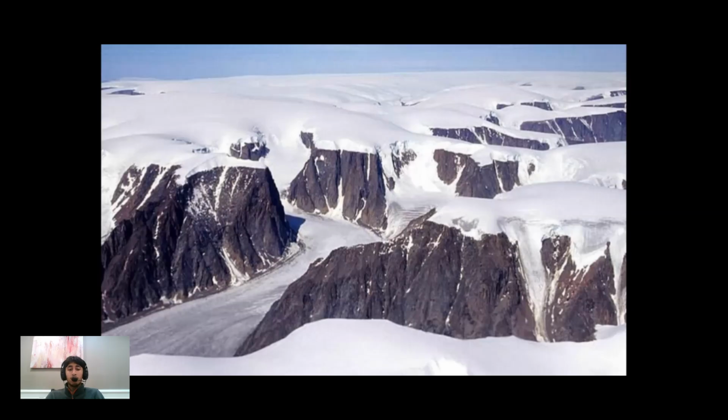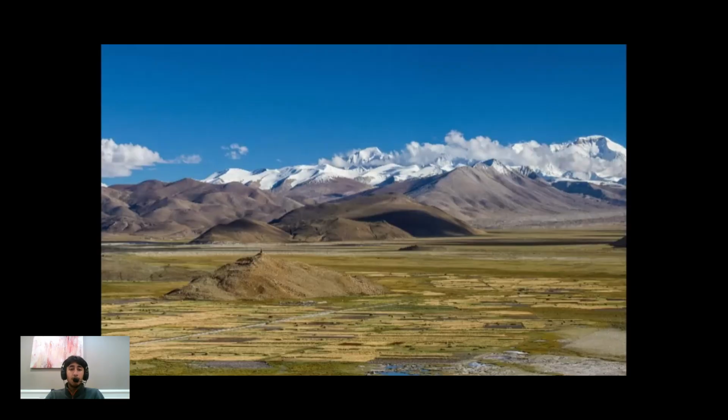And now that we've discussed what plateaus are, how they form, and how they're classified, how about we have some fun and look at my list of the top 5 plateaus of the world? Ready or not, we're diving in. First up, the Tibetan Plateau. It's the highest and largest plateau in the world, and it's still growing.